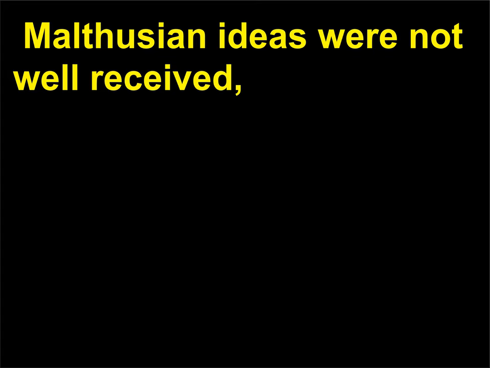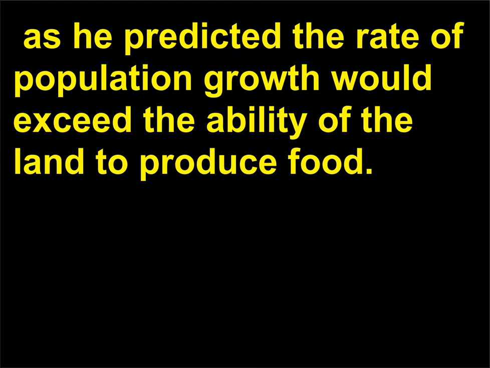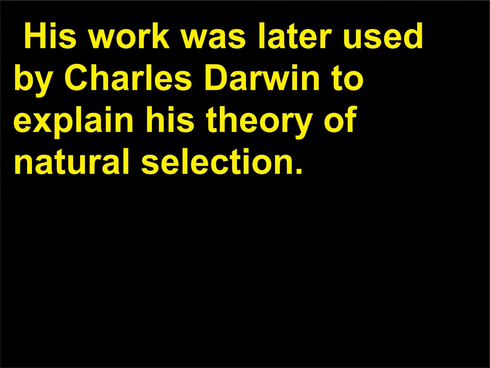Malthusian ideas were not well received, as he predicted the rate of population growth would exceed the ability of the land to produce food. His work was later used by Charles Darwin to explain his theory of natural selection.